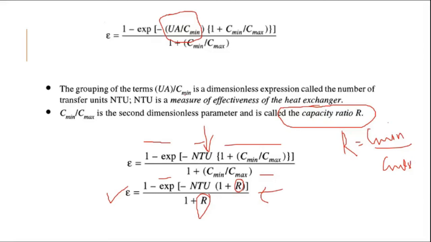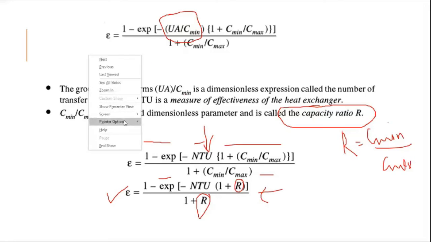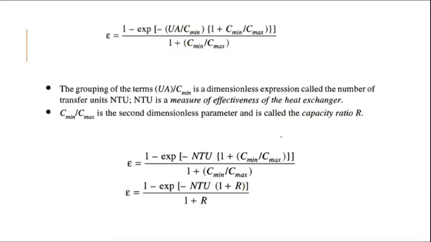Any doubt in the relation? Yes, no? No, sir. Okay. In some books, you will find that this capacity ratio term, the R term, is taken as capital C. So in some books, you will find R for ratio. In some other books, you will find capital C for capacity ratio.